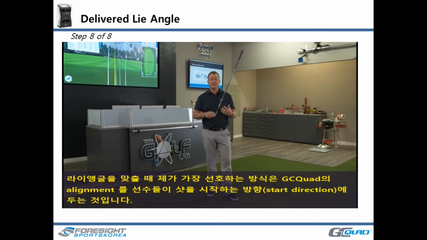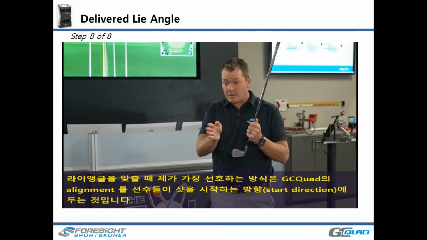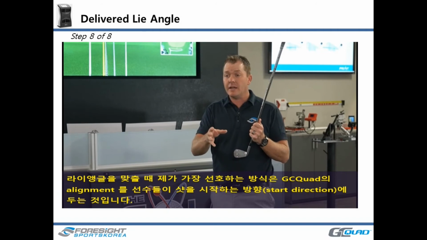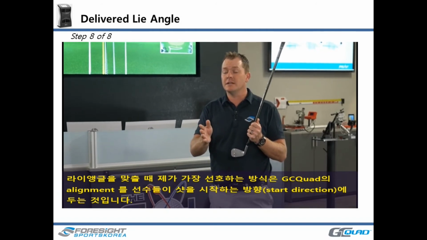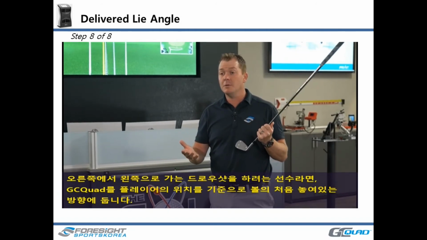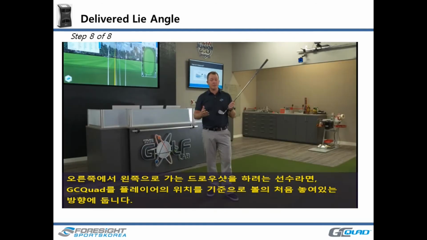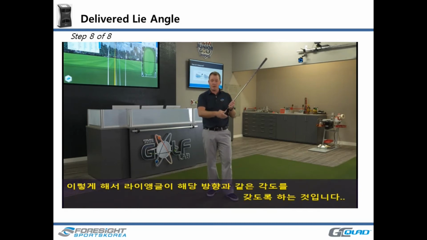Well, the first thing I like to do when I'm going to fit specifically for lie angle, I like to take the alignment rod of my GCQuad and I actually orient it to the player's intended start direction. Now what I mean by that is if it's a right to left player, I actually align the quad in the start direction of the golf ball for that player's draw.